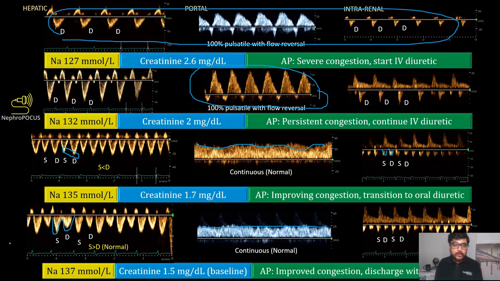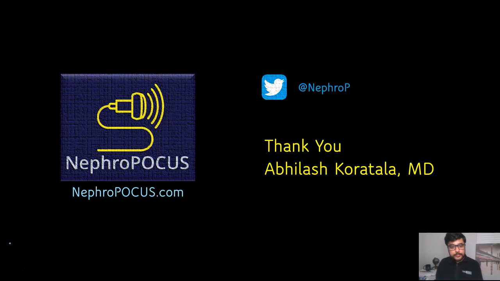So the first one to improve is always portal vein because it's separated from central circulation by hepatic sinusoids. And the last one to improve is intrarenal vein. And we also don't know how intrarenal waveform is affected by severe CKD because there are no studies in patients with severe CKD. So here our assessment and plan was obviously improved congestion, and the patient is okay to be discharged with follow-up. So this is how we use these waveforms in real life.